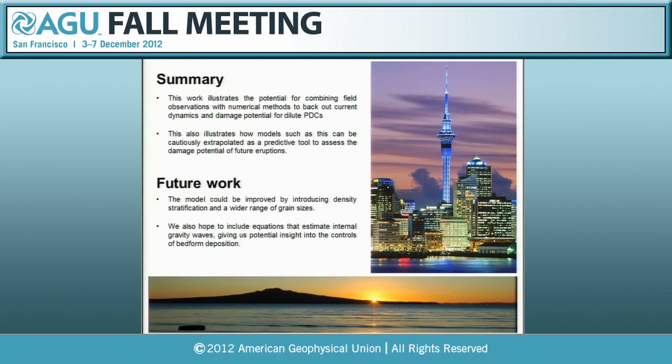So essentially to summarize, even though simplifications were made in our model, we're still able to capture the field characteristics and reproduce things like our estimates of dynamic pressure and runout distance. But really the main point here is that by applying these numerical models, we can really start to understand the first order controls on the current dynamics, the runout distance, and the damage potential of these flows.